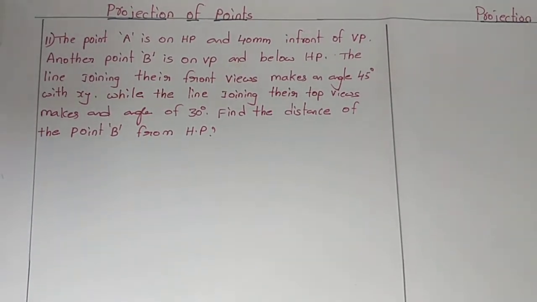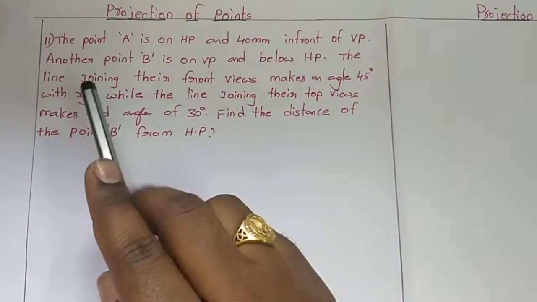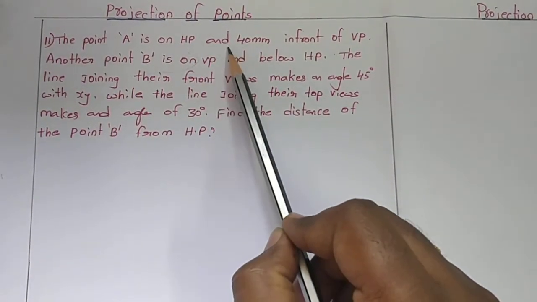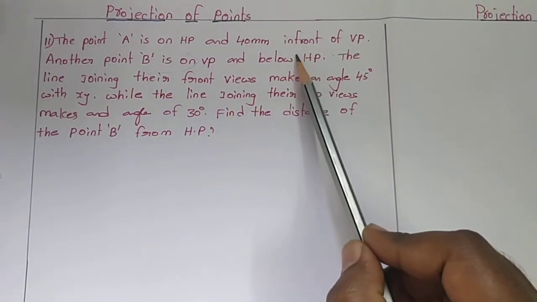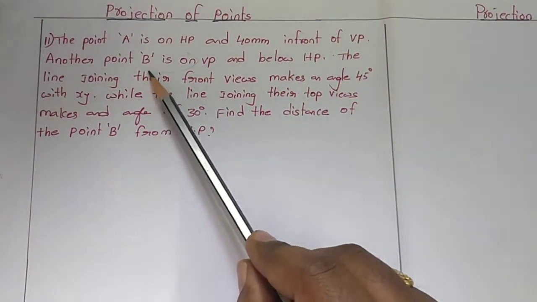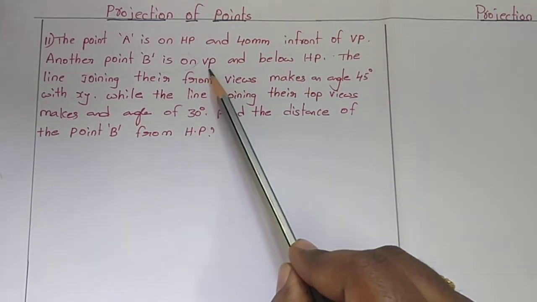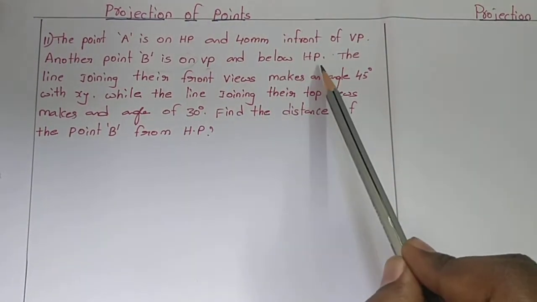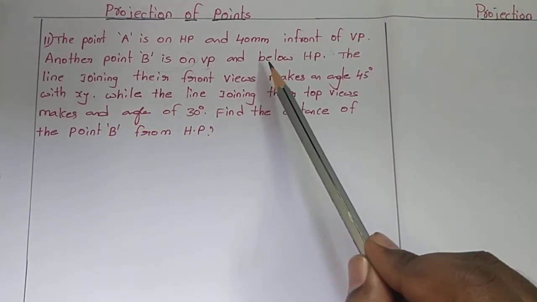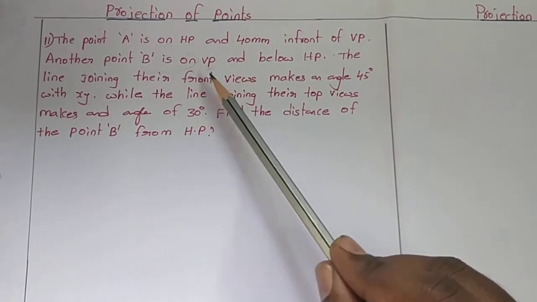Today I am going to explain some more problems on projections of points. In this problem, point A is on HP and 40 mm in front of VP. Another point B is on VP and below HP. Based on the given data, we need to draw the projections of points A and B.